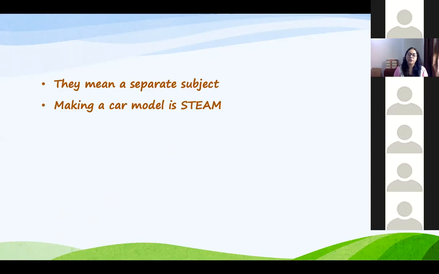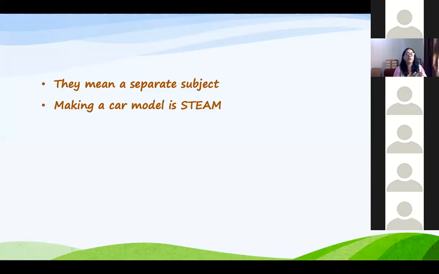I visit schools and I meet people and they tell me that we are practicing STEAM education in our school. And then they showed me a thermocol model of a car that students have made by themselves. Now, please, making that model is not STEAM. It is drawing, it is art. It is art and craft that they're doing.